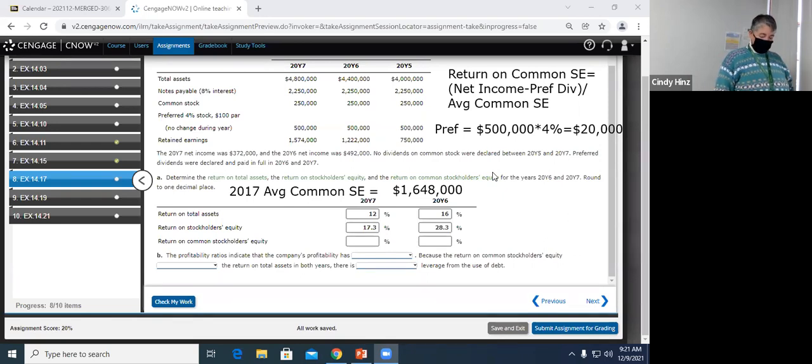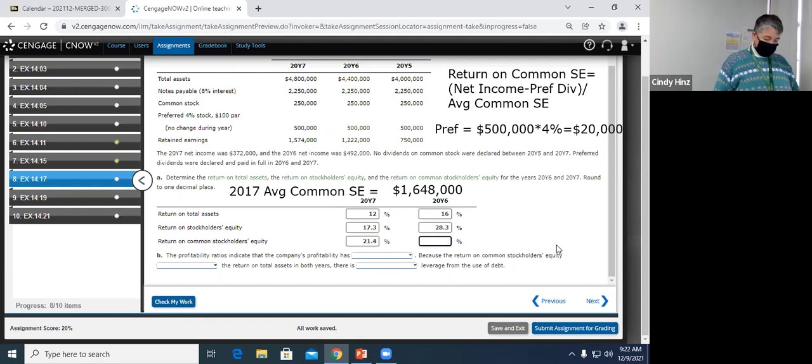Then we divide by the average stockholders' equity, which we already figured was $1,648,000. Change it into a percent and round to 1 decimal place. It's 21.35, so we're going to round that up to 21.4. Again, we need something to compare that to. Is 21.4 good? I have no idea. Good compared to what? And so we're going to do the same calculation for 2016.